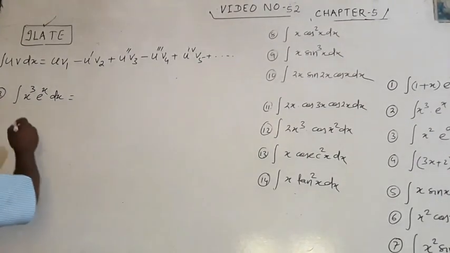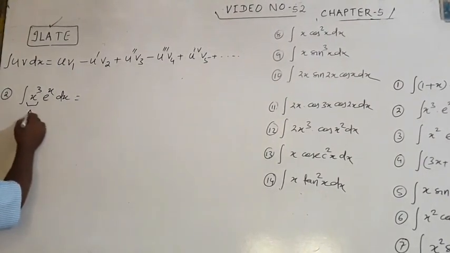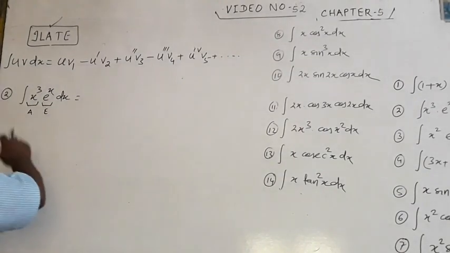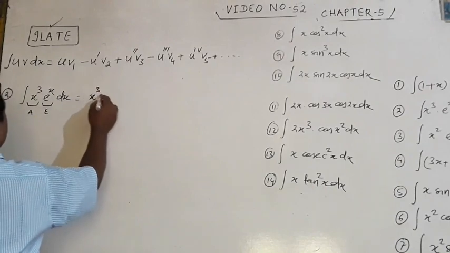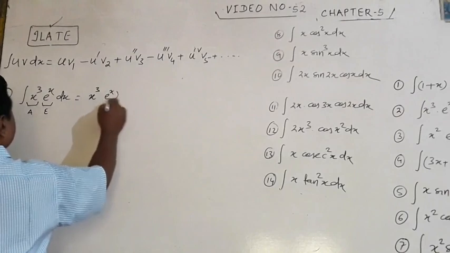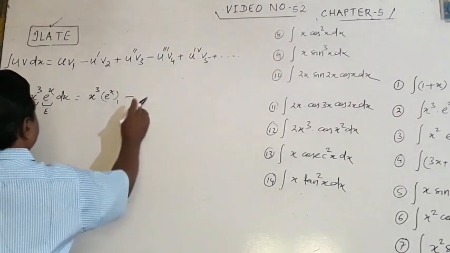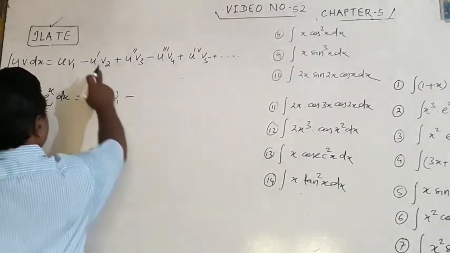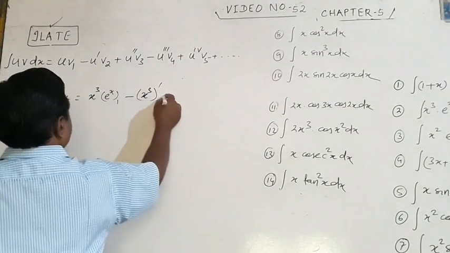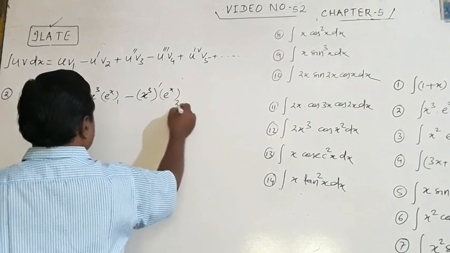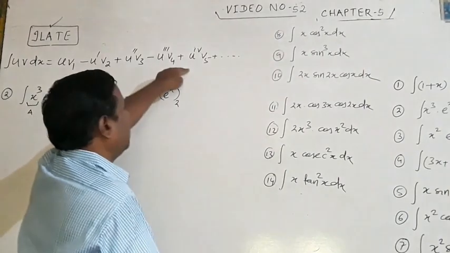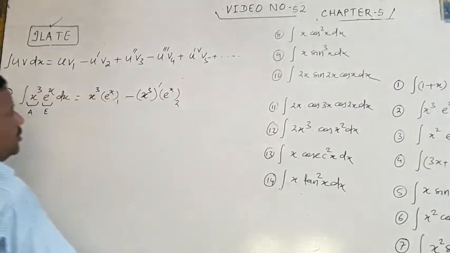Now look at here. It is also what? Algebra and exponential. It is u v1, where u means x cube and v1 means the integration of e to the power x, minus the derivative of x cube times the integration of e to the power x. In the examination hall, you have to write this formula. Otherwise, you should not do it like this.